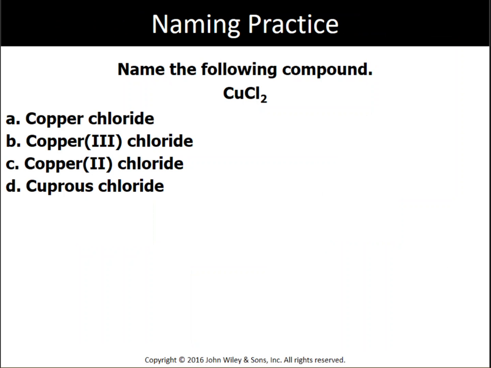So let's do a couple of examples. You want to name this compound, CuCl2. This is how you want to approach this. This is a binary compound, first of all, correct? You have copper and chlorine, two elements, it's binary. Now, is it binary ionic or binary molecular? This is ionic because it's composed of a metal and nonmetal. So this is binary ionic.